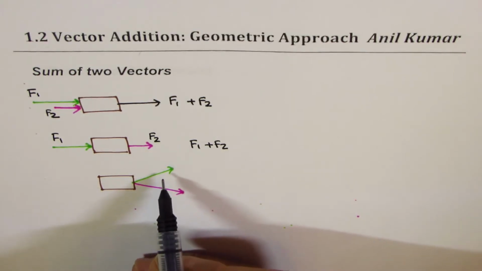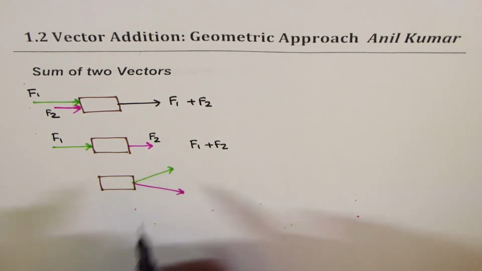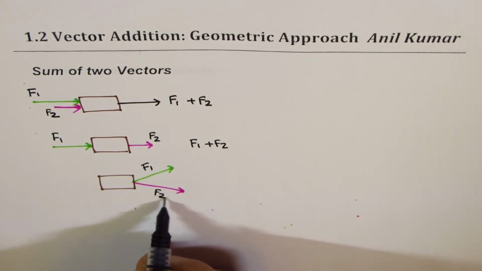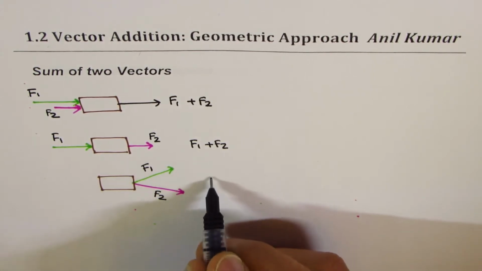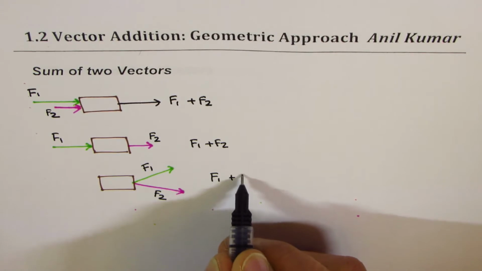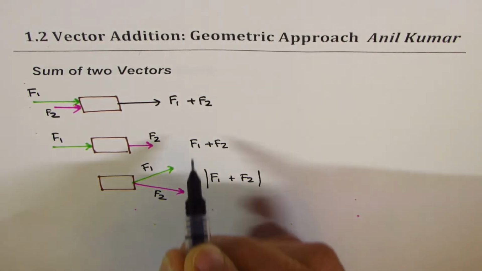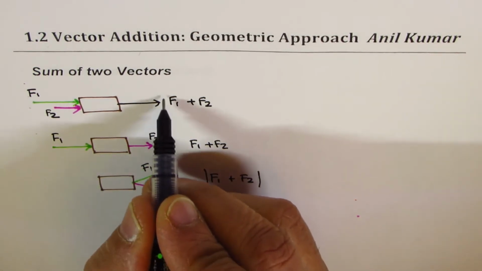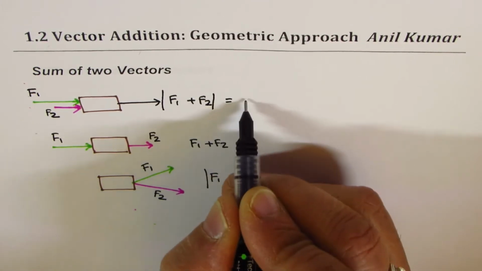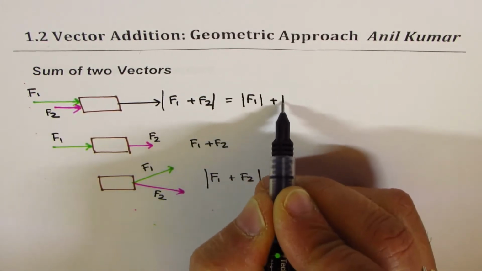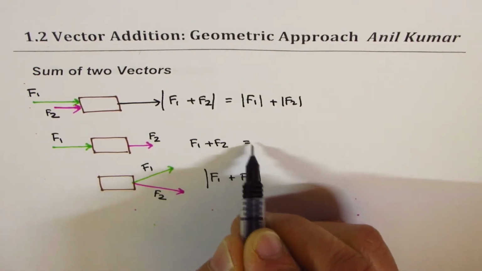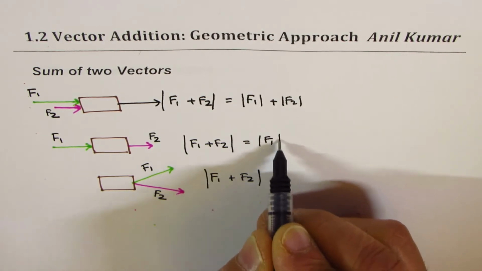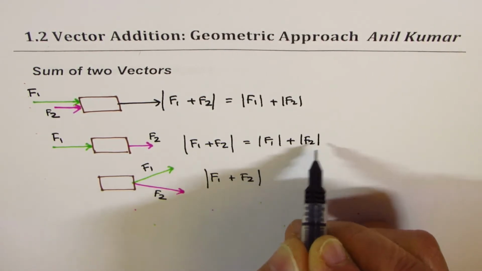Right? Now, in this case, however, they are at an angle. So let's say this is my force F1, this is the force F2. In that case, we will find that the magnitude of F1 plus F2, we are saying the magnitude, okay? So what we see in the first two cases is that the magnitude of F1 plus F2 is equal to magnitude of F1 plus magnitude of F2. Here also, we find that the magnitude of these two forces is same as the sum of these forces.